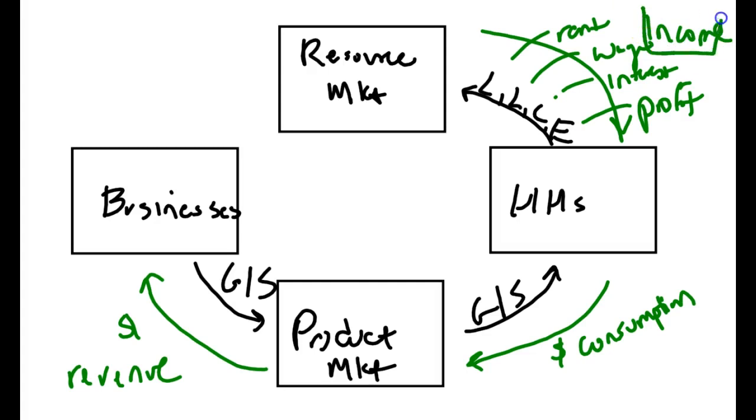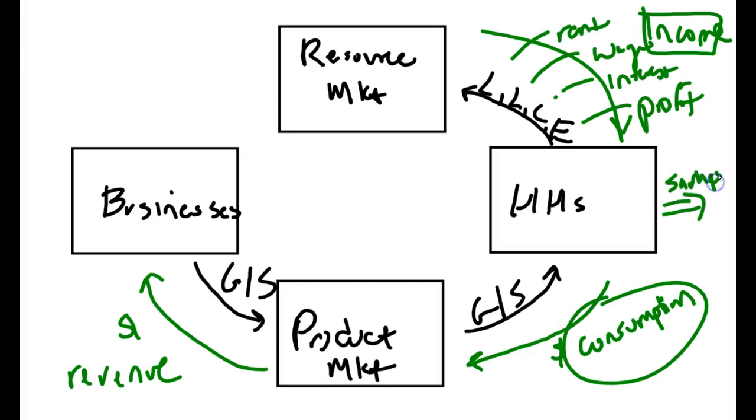So you'll notice that households earn income in this resource market, and then they spend it, right? They consume in the product market. And if there's money left over, we're going to call that savings. So a lot of this we're going to come back to later. We're going to elaborate on in more detail.